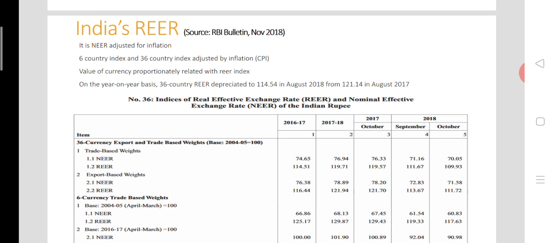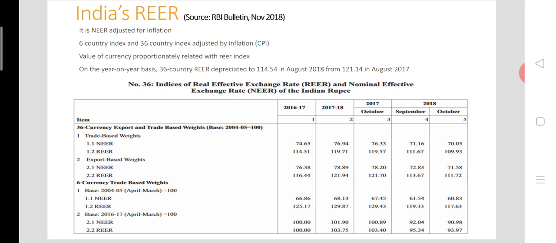And this is just for your reference, this is India's REER and NEER, published periodically by the Reserve Bank of India through its monthly bulletin. You can also go to the official website of the Reserve Bank of India for the details on NEER and REER.